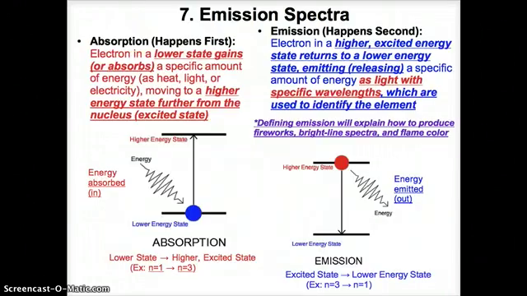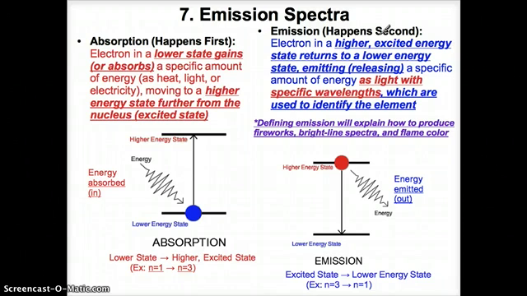Okay? Next, let's discuss how emission spectra are produced, which involves multiple steps. First, absorption happens where an electron in a lower energy state gains or absorbs a specific amount of energy as heat, light, or electricity, moving to a higher energy state further from the nucleus called the excited state. For example, an electron in n equals 1, a lower state, absorbs energy and moves to n equals 3 in excited state.